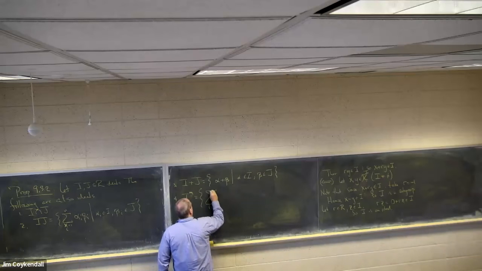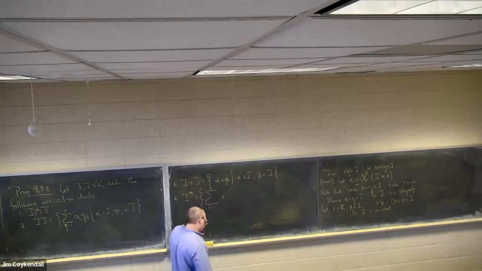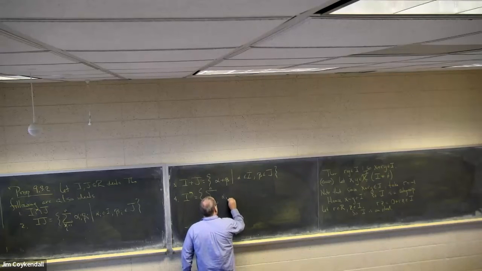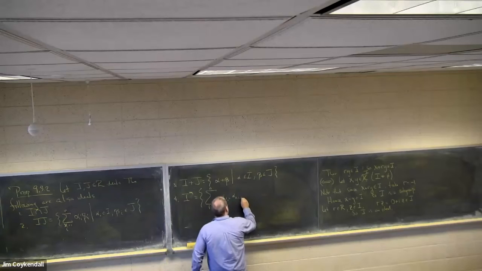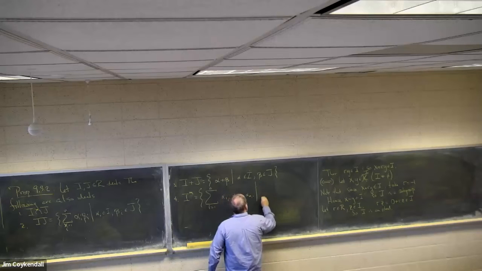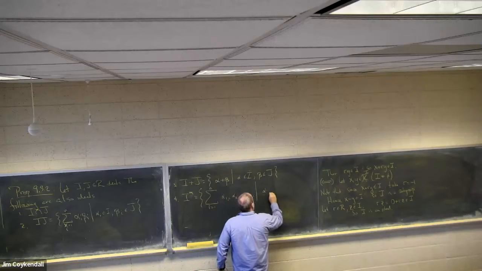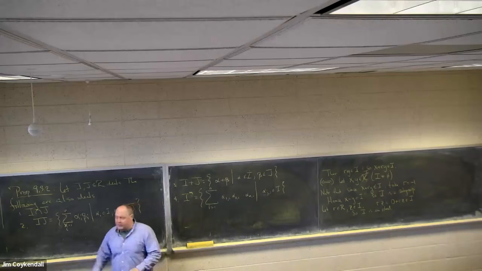Sum over i from 1 to n of alpha i, beta i, and so on. So it's just an inductive extension of that.